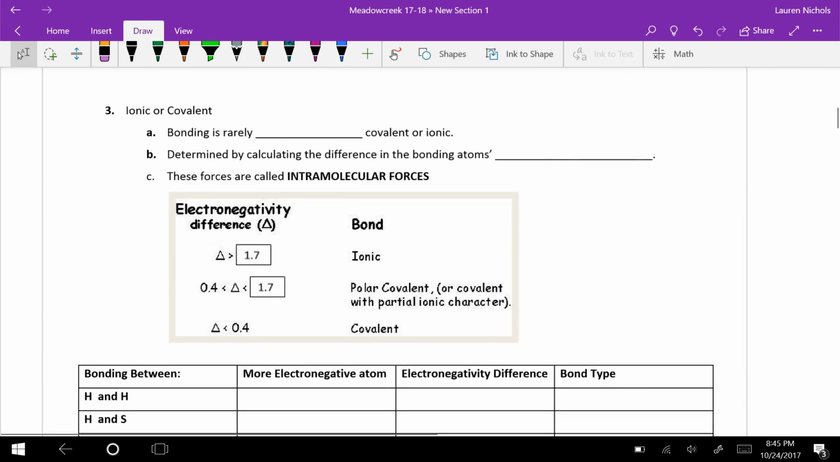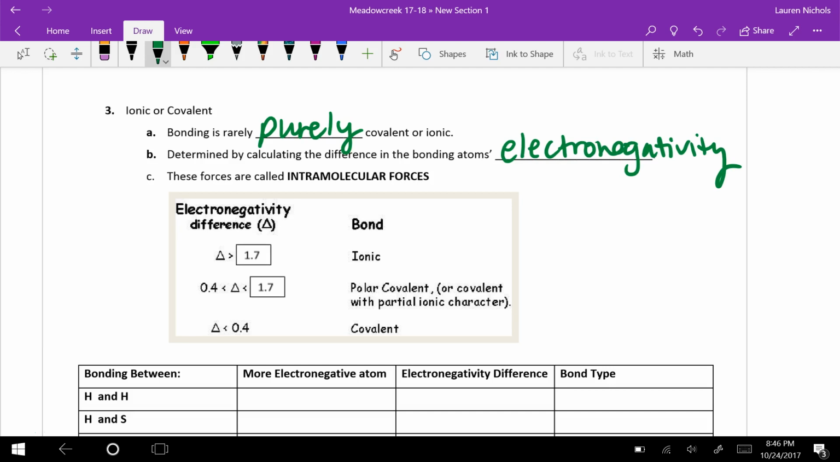Now, ionic and covalent compounds are going to be rarely purely ionic or covalent. It's always a spectrum, and it's determined by calculating the difference in the bonding atoms' electronegativity values. Okay, and so these forces that we've been talking about, remember, are intramolecular forces, or within the compound.